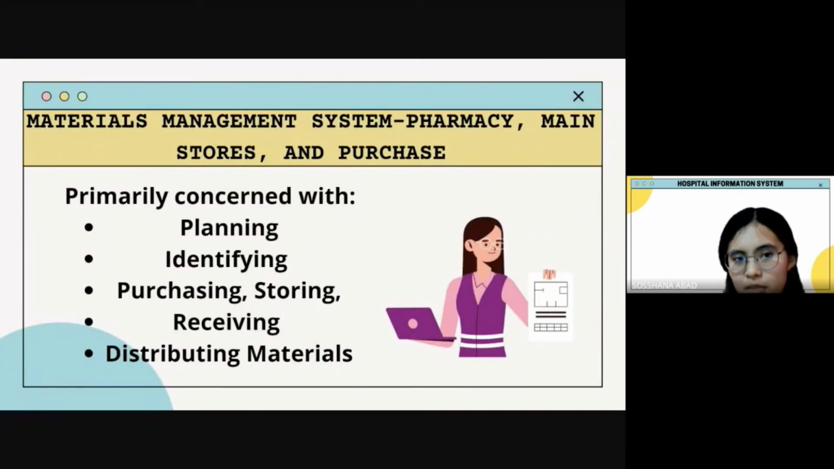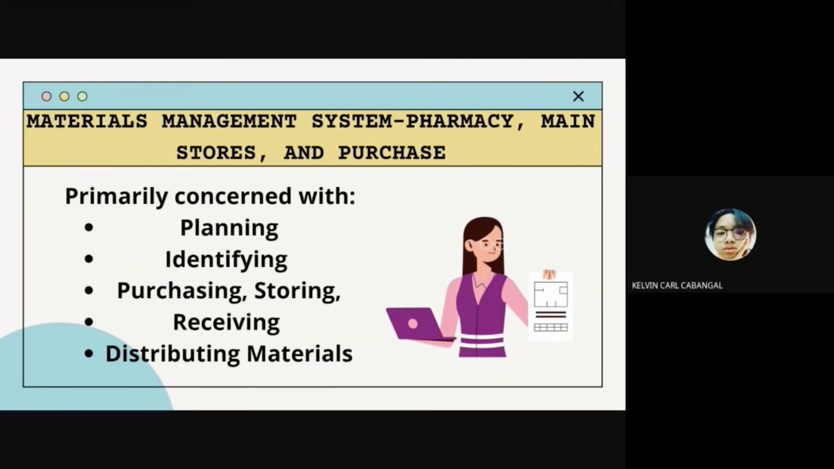The next one will be the materials management system, pharmacy, main stores, and purchase. The materials management system, pharmacy, main stores, and purchase is primarily concerned with planning, identifying, purchasing, storing, receiving, and distributing materials. Its purpose is to guarantee that the right and sufficient materials are in the right location when needed.